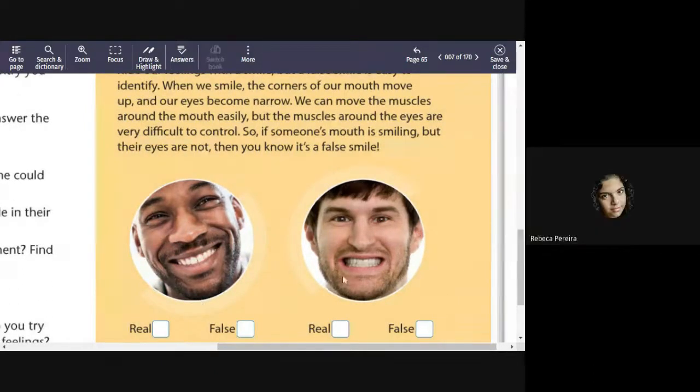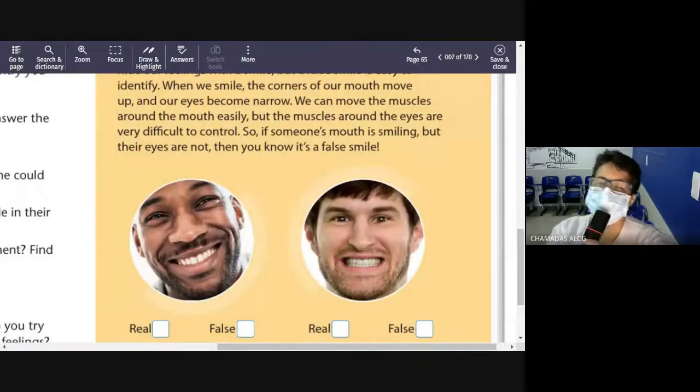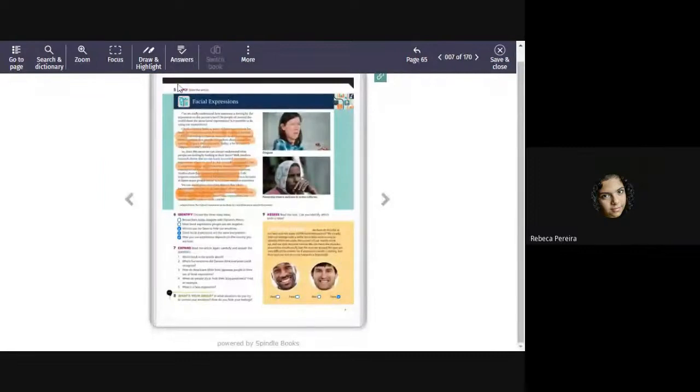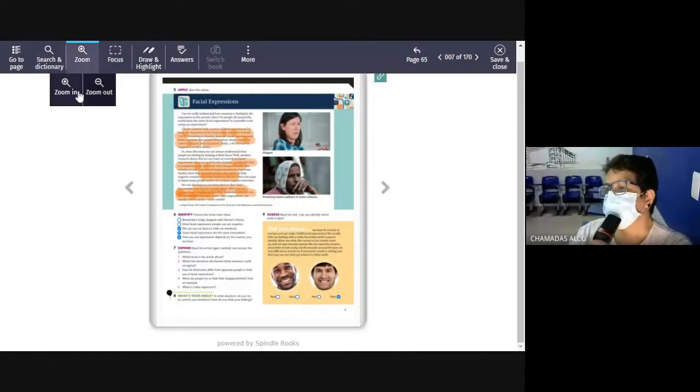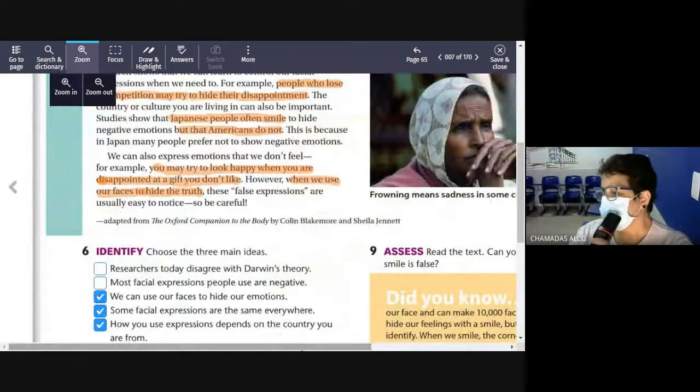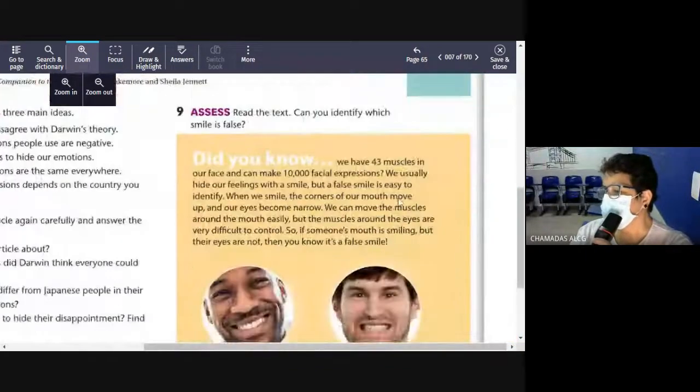Which one is false? It's easy, right? Which one, in your opinion, is false? The first one or the second? The second. Okay. The first one is real. All right. So let's take a look there.